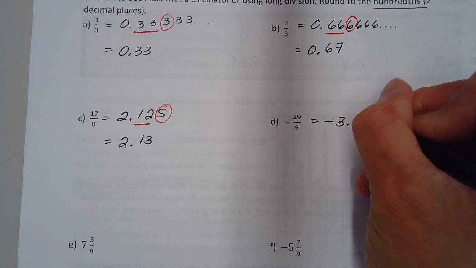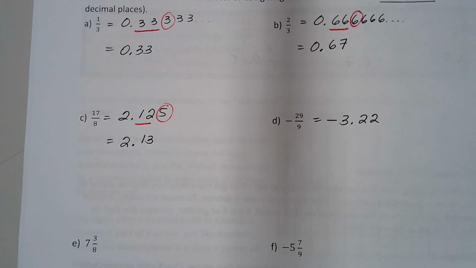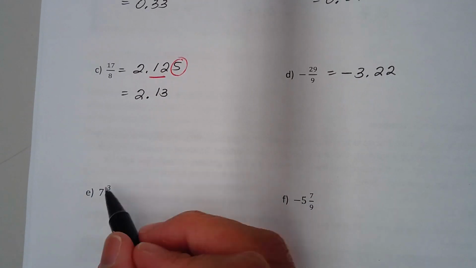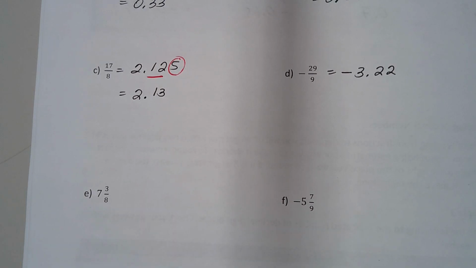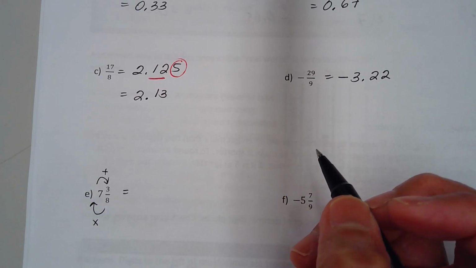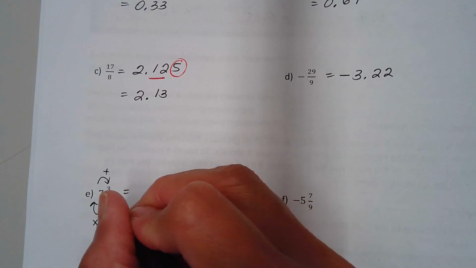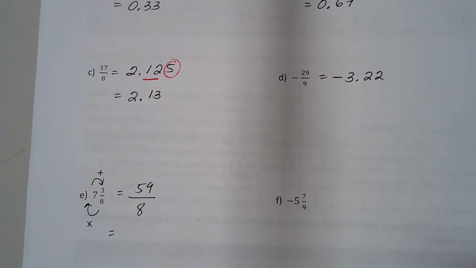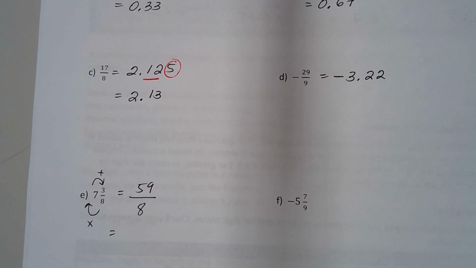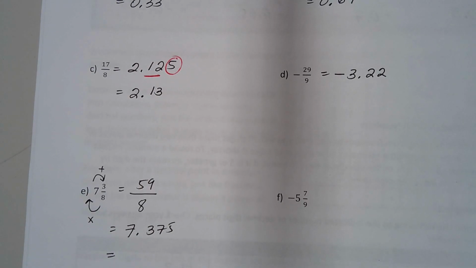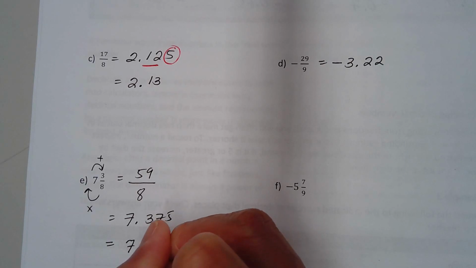Negative 3.22. -3.22. I don't know the answer, so okay, sure. Okay, next one. What would this be? How would you do this on your calculator? Plus 3, divided by 8. Okay, that's a good strategy. So what did you just do there, Billy? Okay, so that becomes 59/8, and then 59 divided by 8 is equal to 7.375. 7.375, and then if we rounded off to 2 decimal places, what would it be? 7.38. Okay, excellent.